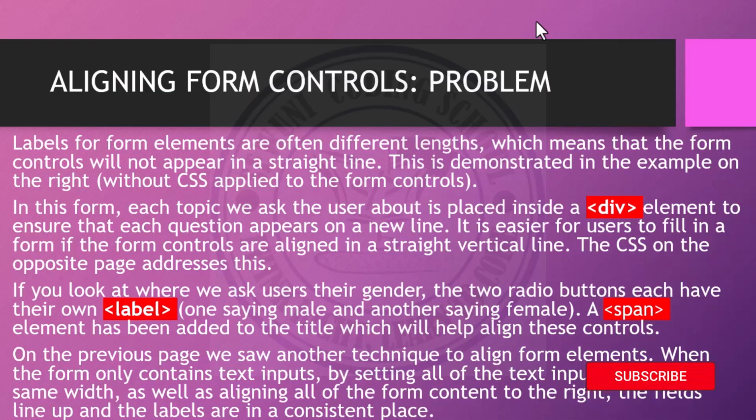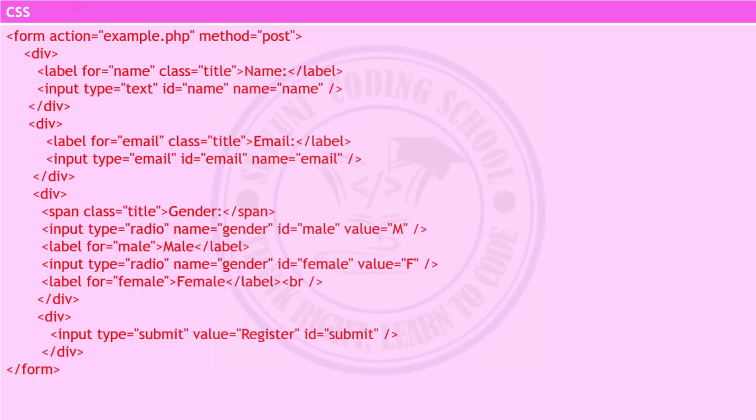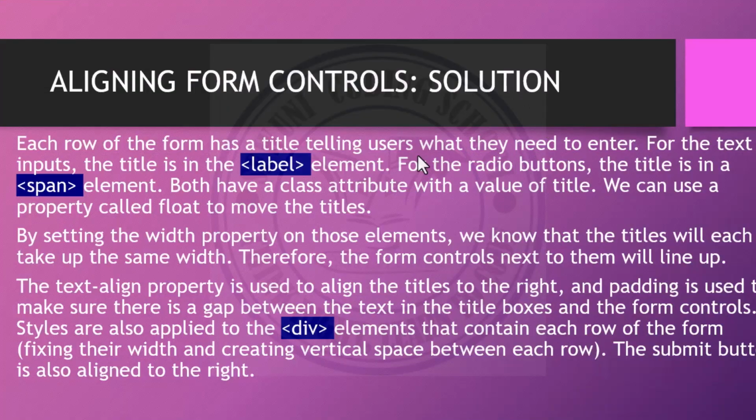Okay, we also saw another technique to align form elements when the form only contains text: setting all of the text input to be the same width, as well as aligning all the form contents to the right. The fields line up and labels are always in a consistent place. And this is the CSS I was trying to explain. This is the solution for aligning form controls.